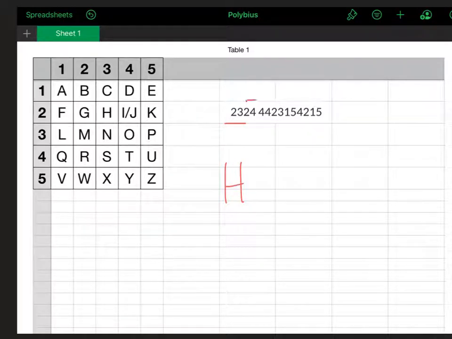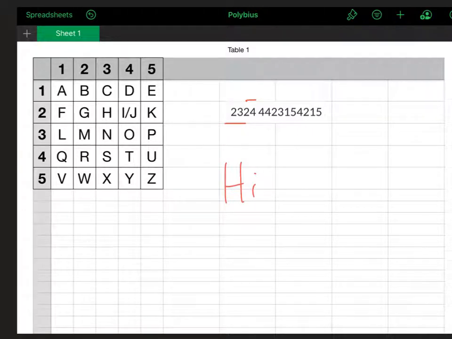Our next pair of numbers is 2 and 4. So we do the same thing. Where does 2 go? And 4 comes down. At this point, we're going to have to make a decision. Is this J or I? It will be more likely to be an I in that particular instance. So then we have hi.